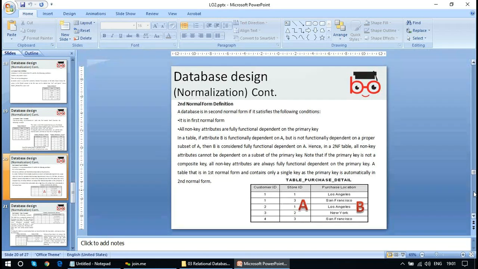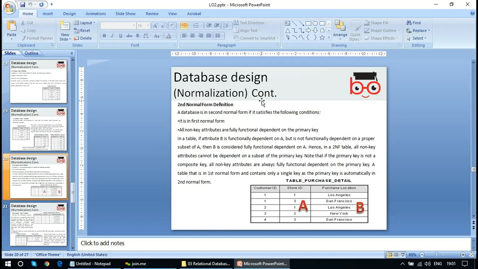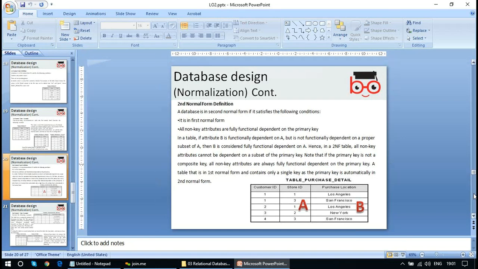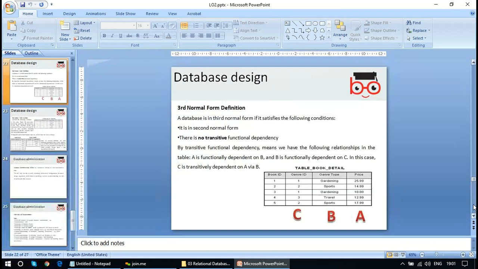However, when you created this store table and defined the primary key as a unique key on the store ID, every non-key attribute now became dependent on it. So non-key attributes have become dependent on the primary key. Now the third normal form.